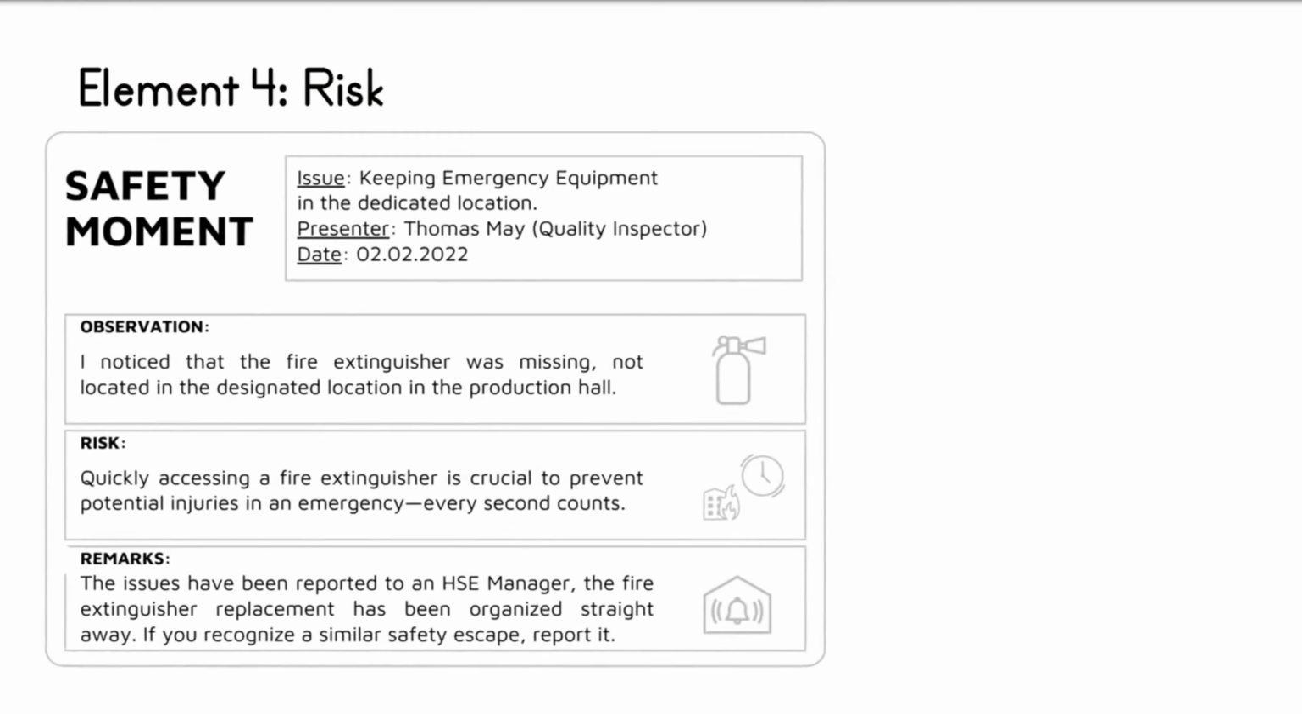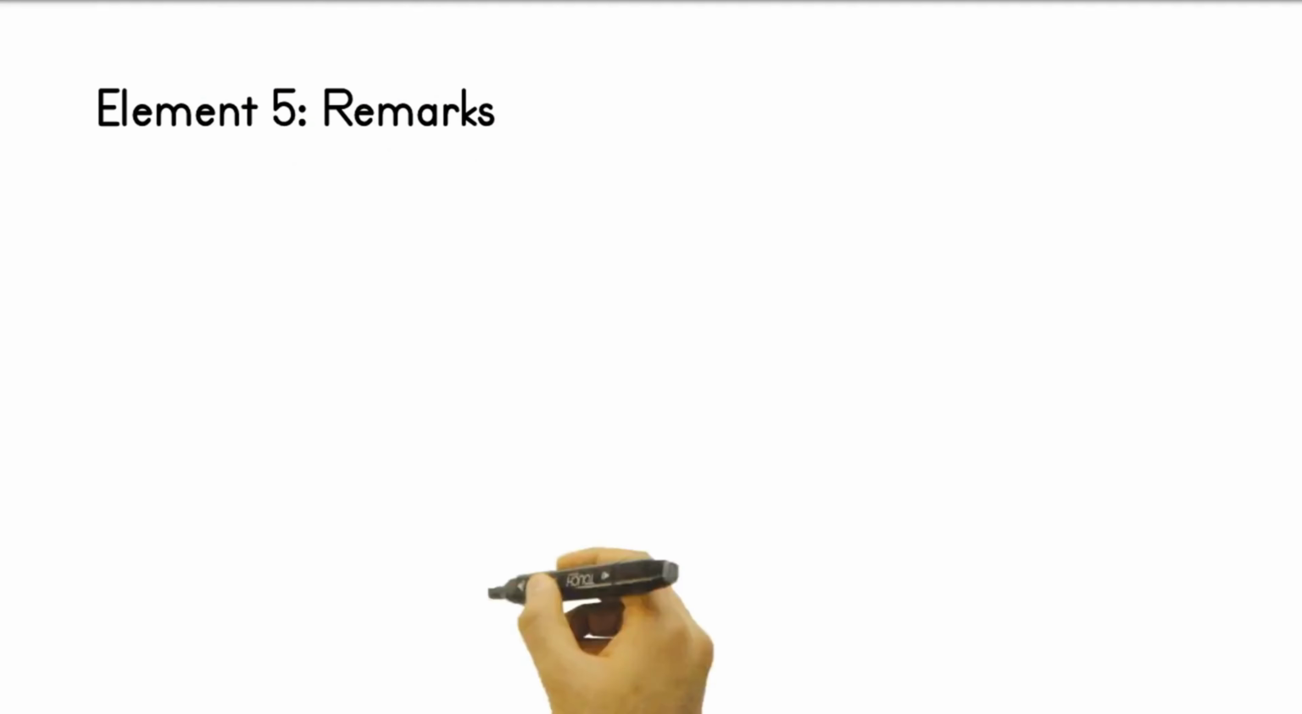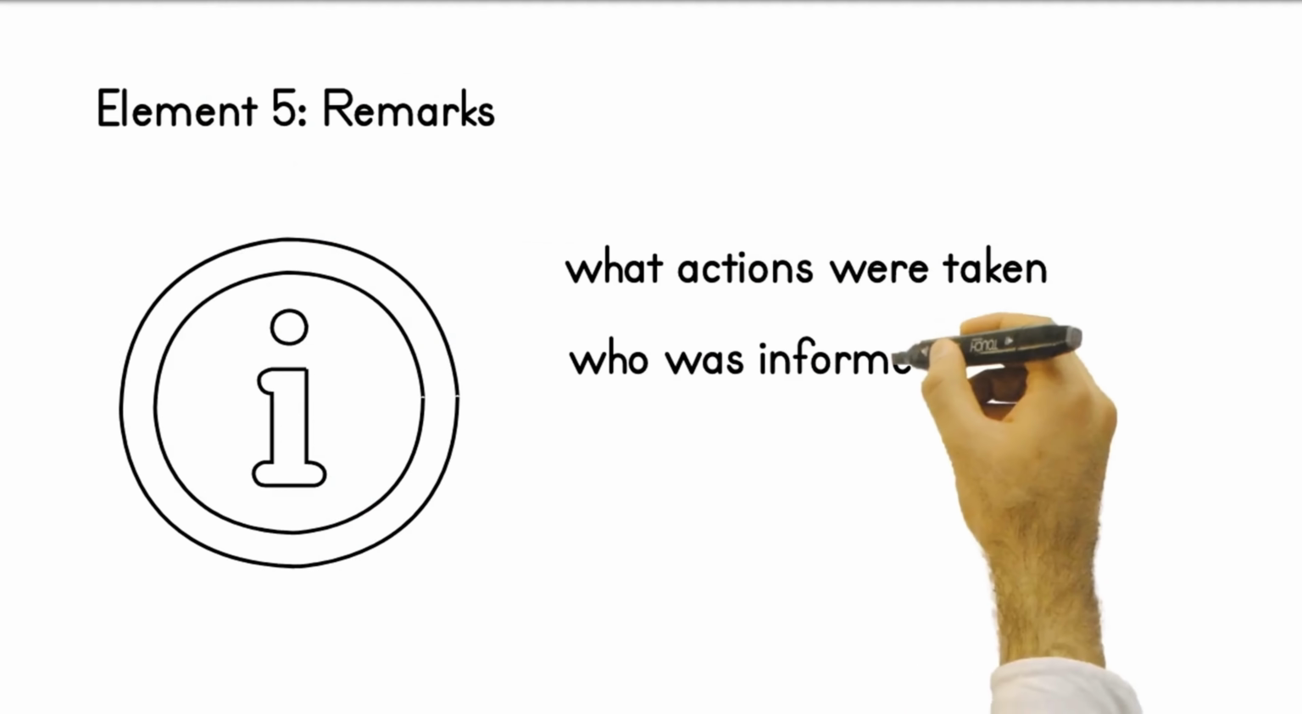The risk explains the potential consequences, including worst-case scenarios. This helps the audience understand why the issue matters. Example: quick access to a fire extinguisher is critical to prevent injuries and damage during a fire. Every second counts.